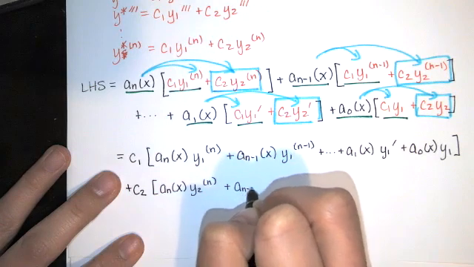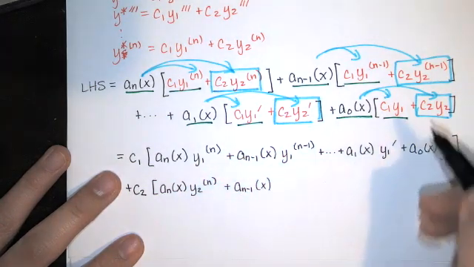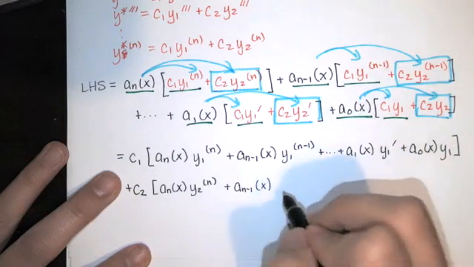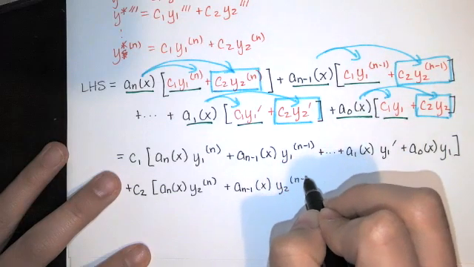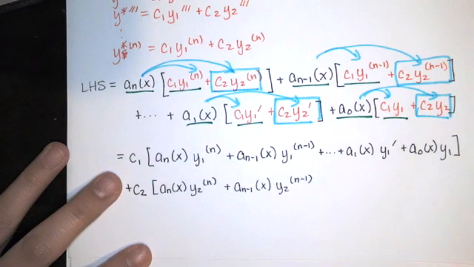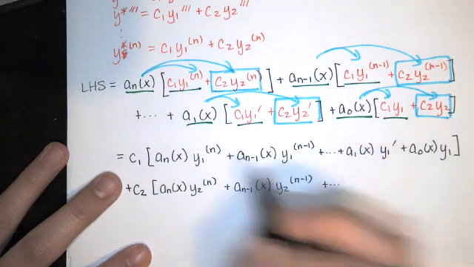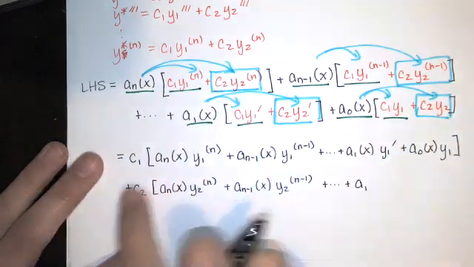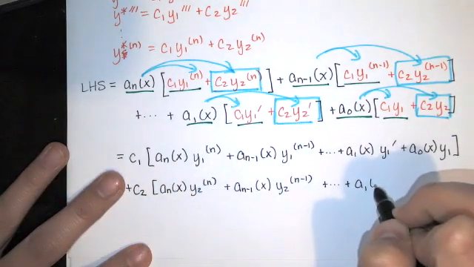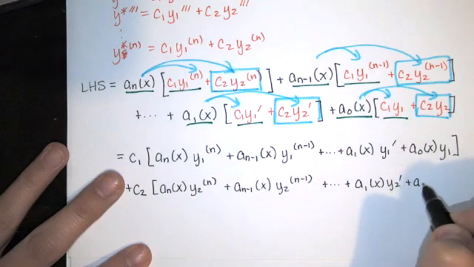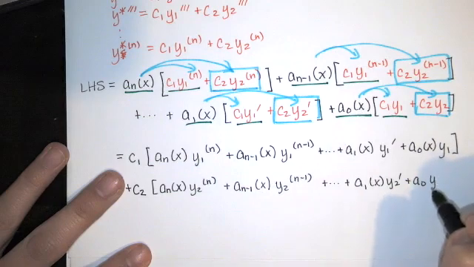plus a sub n minus 1 of x, that's just a coefficient function, times the n minus 1th derivative of y2. I don't know if I just said that wrong over here. This is the nth derivative of y2. That's the n minus 1th derivative of y2. And you keep going. You're going to have a sub 1 times that constant times y2 prime plus a sub 0 times that constant times y2.